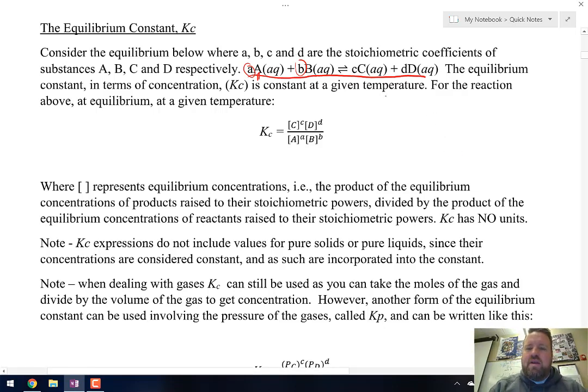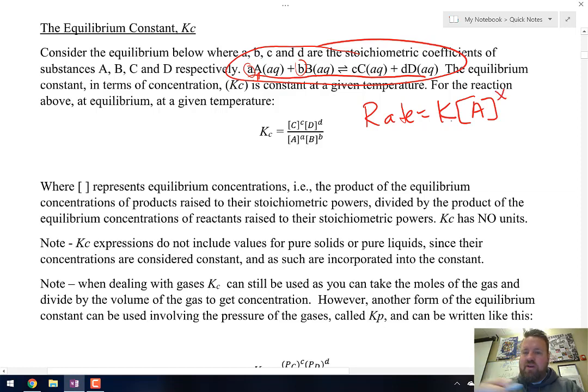If you had this equation right here and you had to write the rate law, the rate would equal k times the concentration of A raised to some power. And again, we would have to look at experimental data to determine that. And then it would be times B, also raised to some power that we would have to figure out. When dealing with rate laws, you only include the reactants.